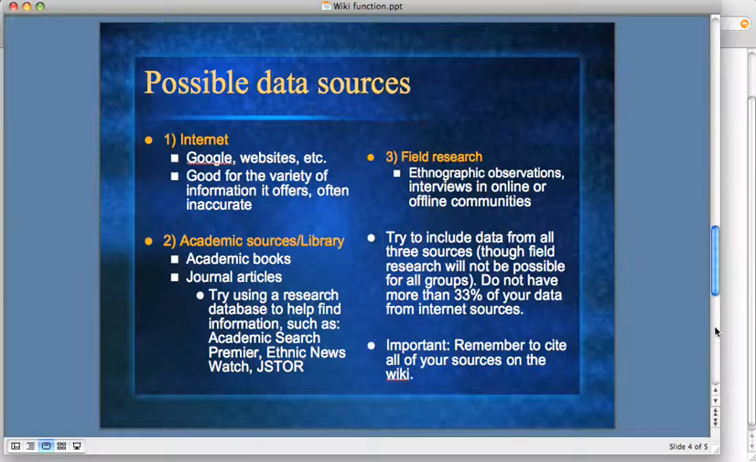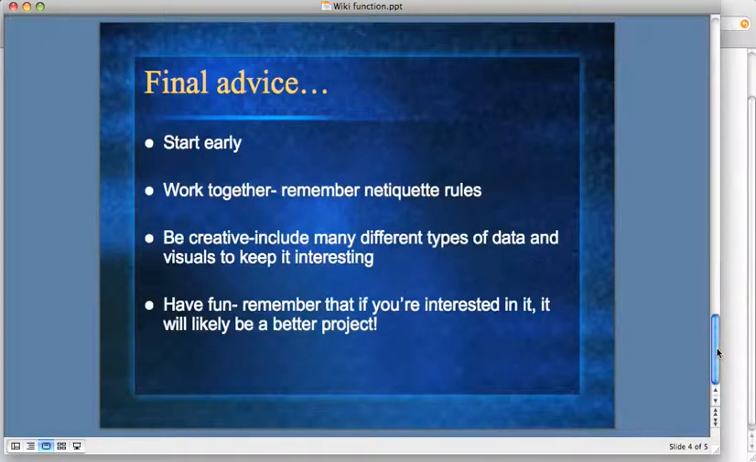I'm encouraging everyone to include data from all of these three sources, and particularly not having more than 33% of your data from the internet sources, no more than a third from the internet. And it's not always going to be possible to do field research for each project, but I encourage you to try. And lastly, remember to cite all of your sources on the wiki. Everything that's on the wiki must be cited.